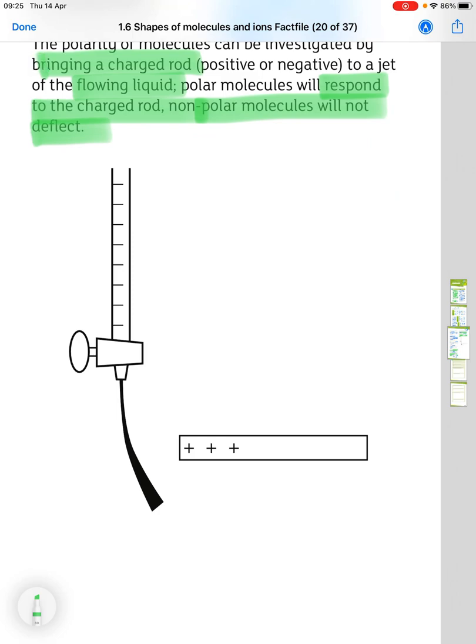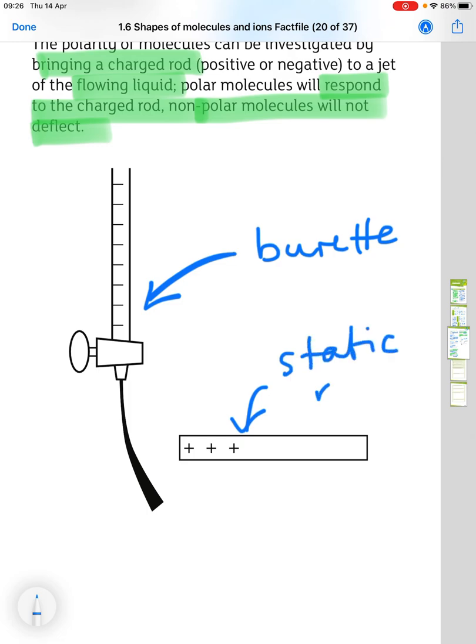And I'm sure you've tried this at home with a plastic ruler and a very thin stream of water falling from the tap. If you charge up the ruler, you can deflect the water, and you can do that also here using a burette. You charge up your static rod, hold it close to the stream of liquid. If it is repelled or attracted, you know that it is polar. If it just flows straight down instead, you know that it's not.